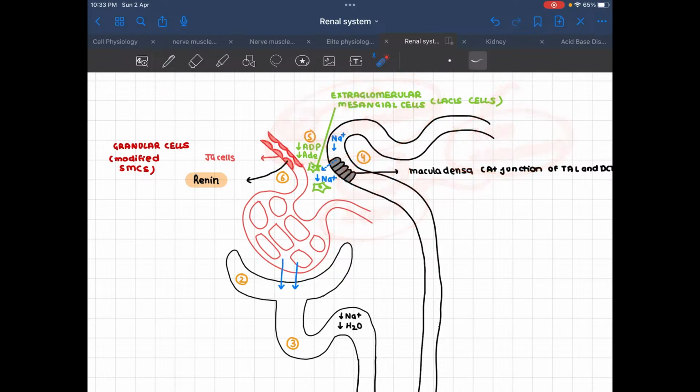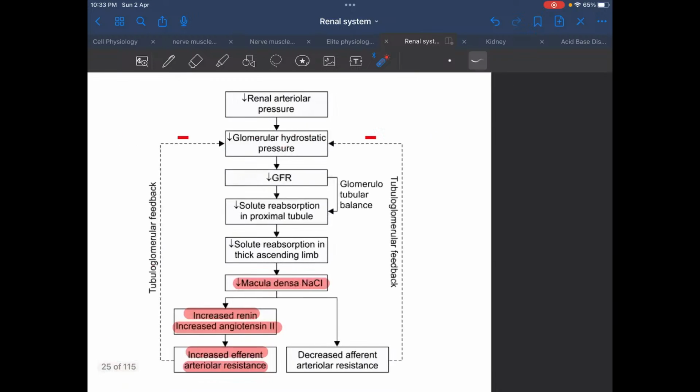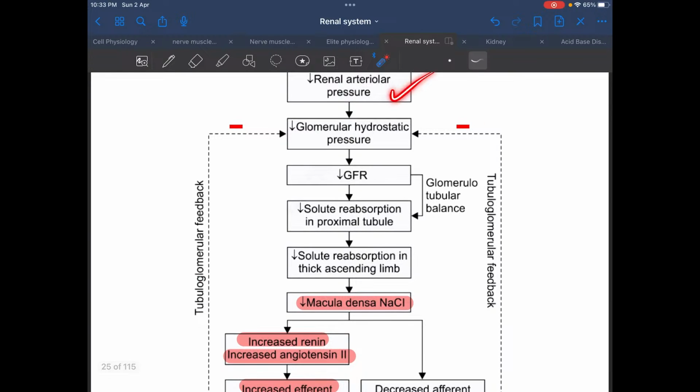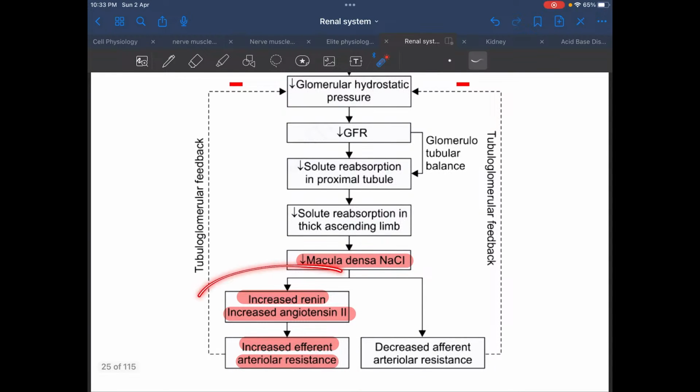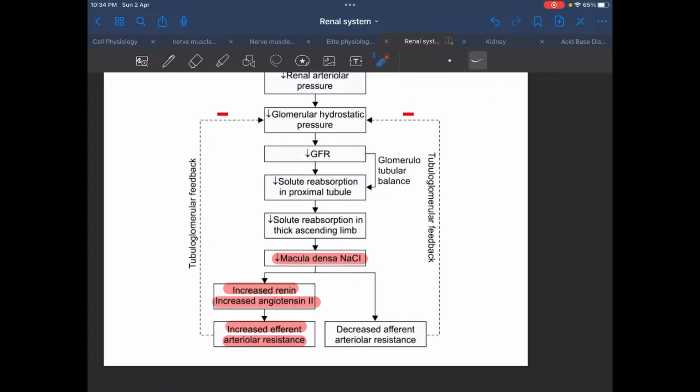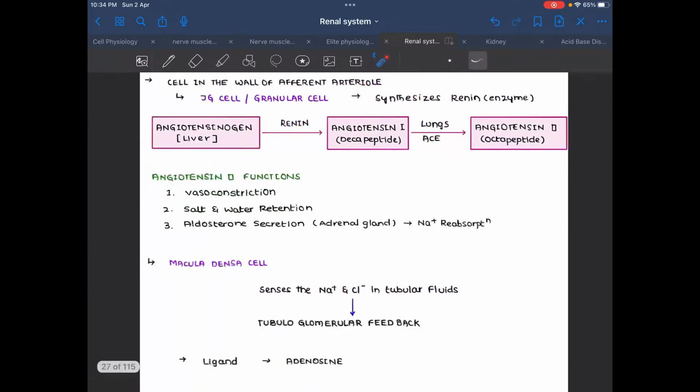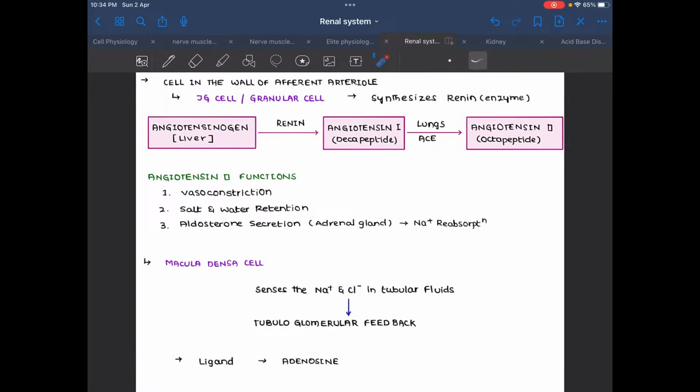And what was the calcium paradox, my friends? The calcium paradox was that the JG cells release more renin whenever the calcium is low. So we started with the GFR decreasing, and now what have we done? We have increased the renin. We have increased the renin angiotensin system. We have activated the RAS mechanism. This is the beauty of the tubuloglomerular feedback. How does it manage to do that? You can go through the slides, and we'll be short of time, so we'll discuss it further.